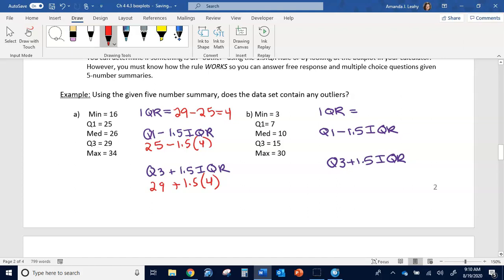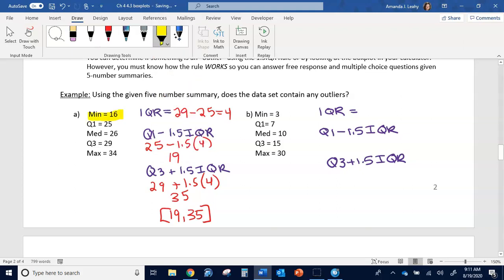Okay, so in my handy dandy calculator here, or you can do it in your head, it doesn't really matter. I'm going to take 1.5 times 4, that's 6. And 25 minus 6 is 19. So the lower end of my fence is 19. On the other side, I'm going to take 29 plus 6, and that gives me 35. Okay, so what I'm saying here is my outlier fence goes from 19 up to 35. So anything that is lower than 19 is going to be an outlier, and anything that is higher than 35 is going to be an outlier.